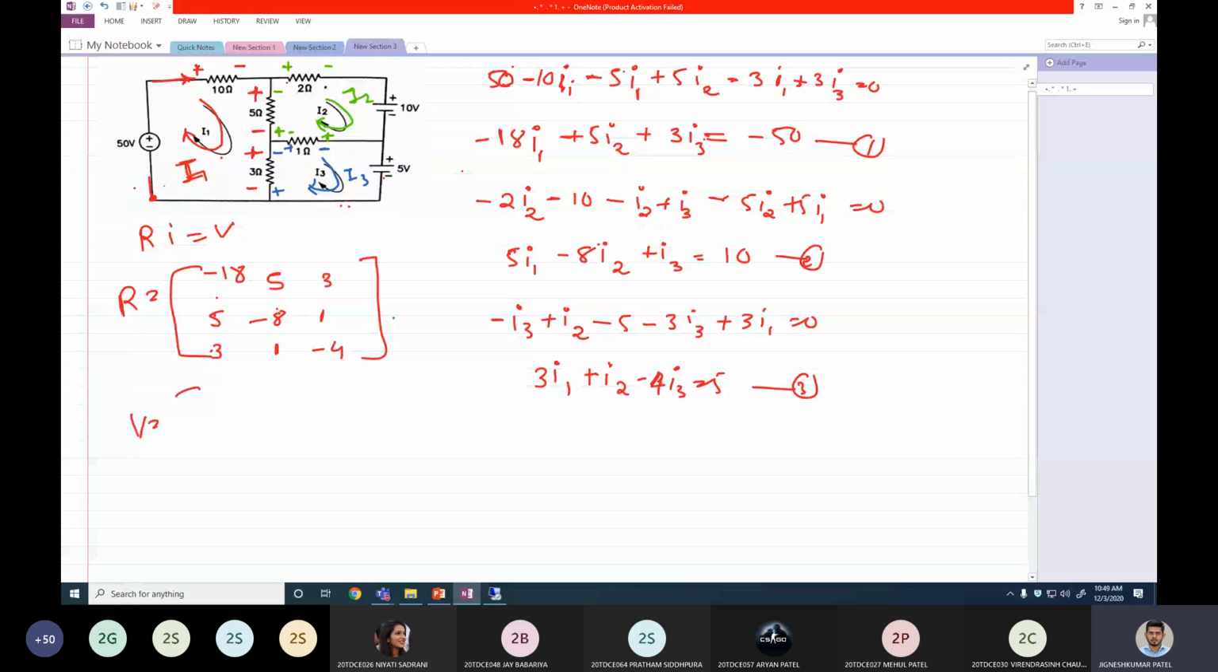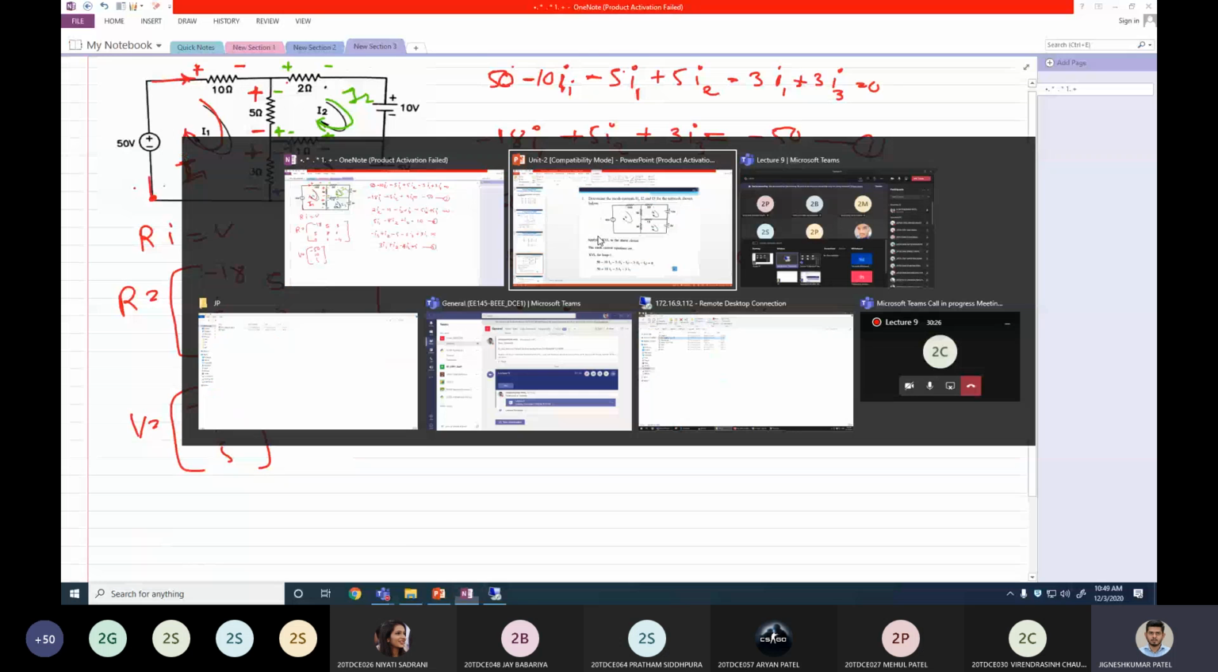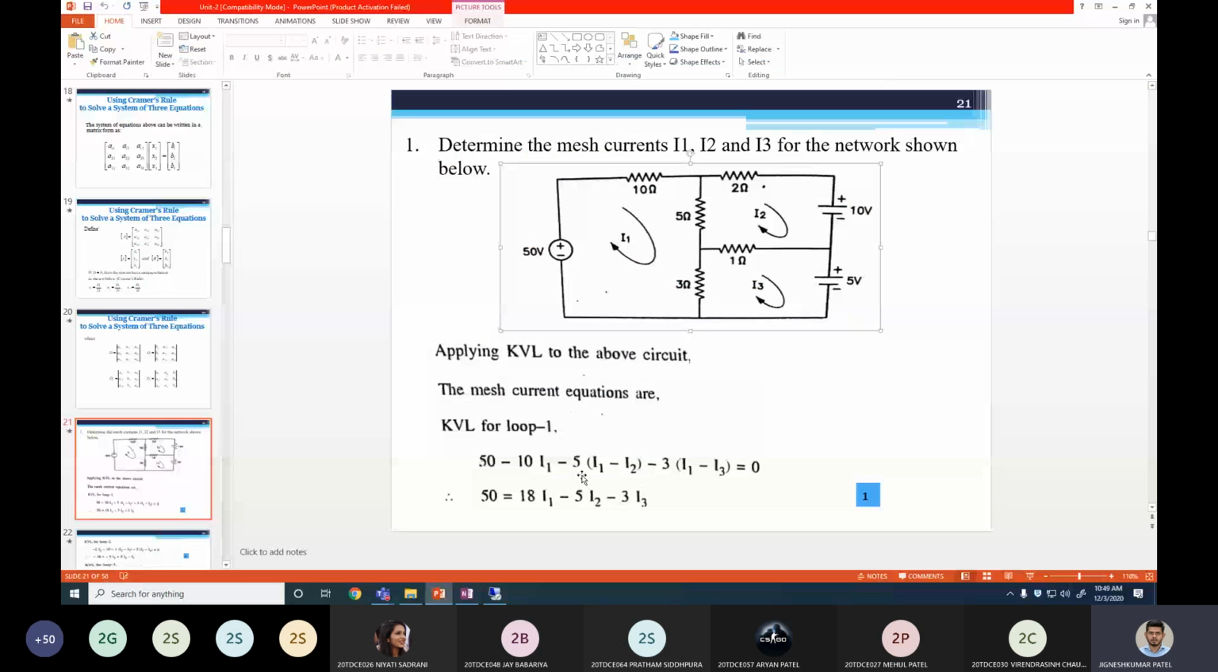And what would be my V? V is minus 50, 10 and 5. Now using Cramer's rule, I can solve this equation, and solving it will get me my final answer. But this is how you can write the equation. Now let us see here what they have done.